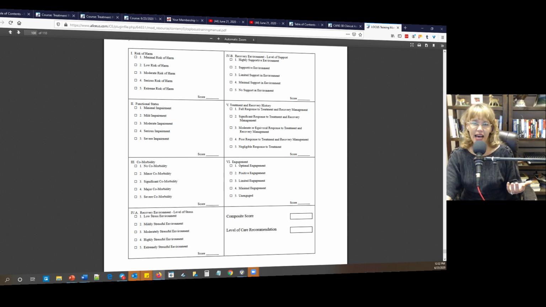The functional status. And with the LOCUS, I tend to do this with the client instead of sending it home with them, because until they get used to the definitions, it can be kind of cumbersome. Treatment and recovery history, comorbidity, engagement, and their recovery environment.